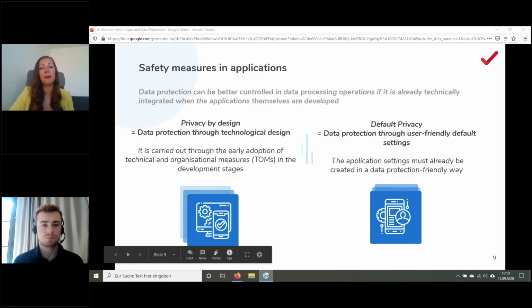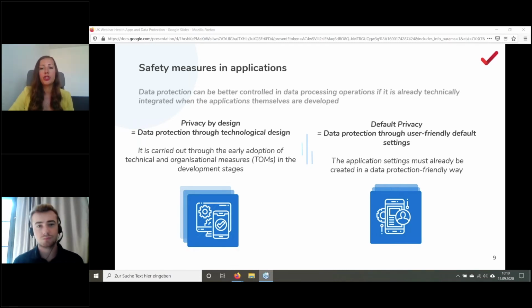So privacy by design means that data protection should already be technically integrated during the development of a data processing procedure, for example, a new feature in your app. Data protection in the sense of the GDPR is achieved through the early intervention of technical and organizational measures already at the development stage of this app. So by developing, not afterwards, like not developing the app and afterwards implementing the technical and organizational measures.